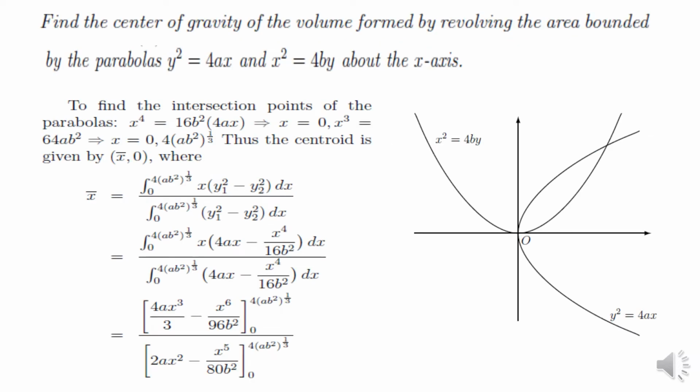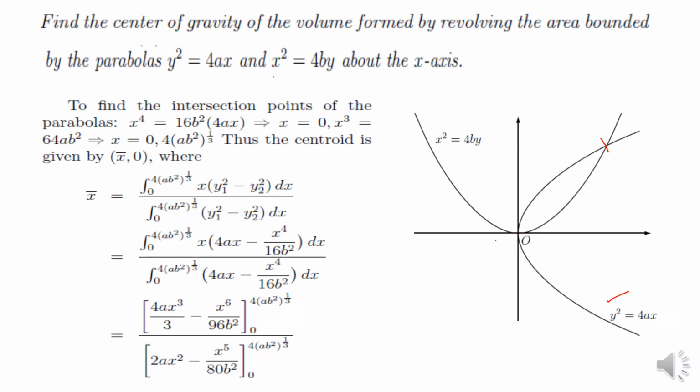So here we see the curves, the parabolas. x squared equals 4by is this one, and y squared equals 4ax is this one. These two are the intersecting points. (0, 0) is here, and the other one we will calculate by putting the value of either x squared or y squared in the other equation.